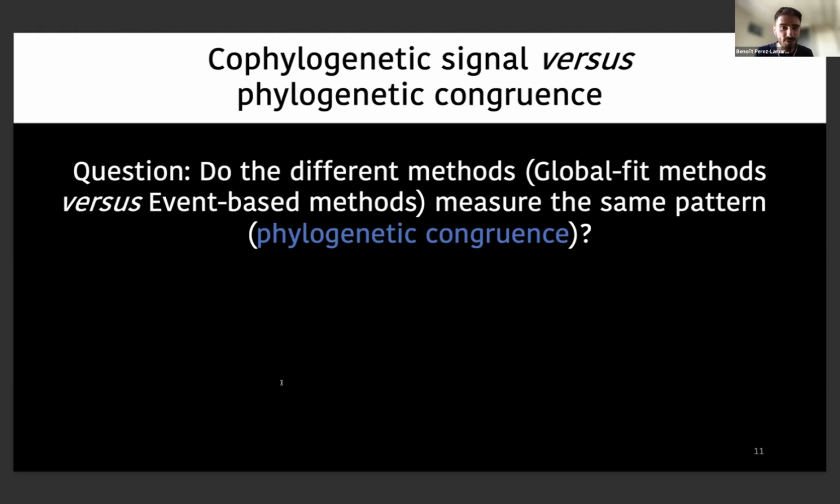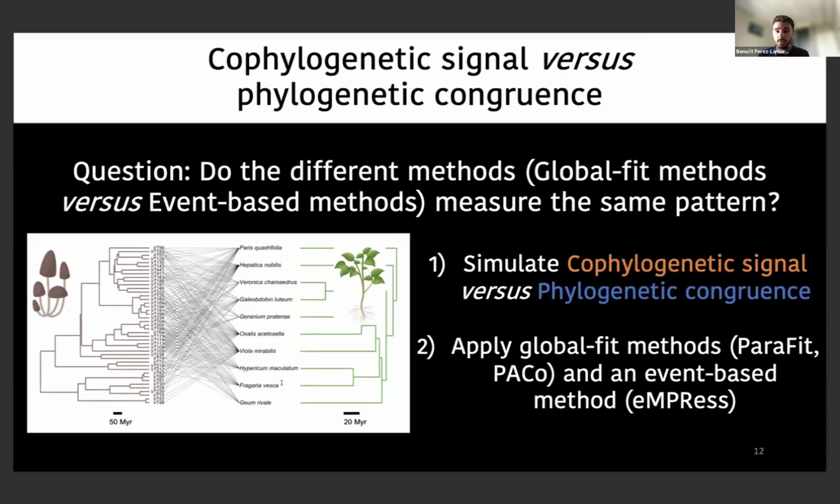And so in order to answer this question, we performed simulations. We simulated different scenarios where we simulated only a co-phylogenetic signal, or we simulated scenarios with phylogenetic congruence. And for each of these different simulations, we ran at the same time the global fit methods, PACO and ParaFit, and the event-based method Empress.